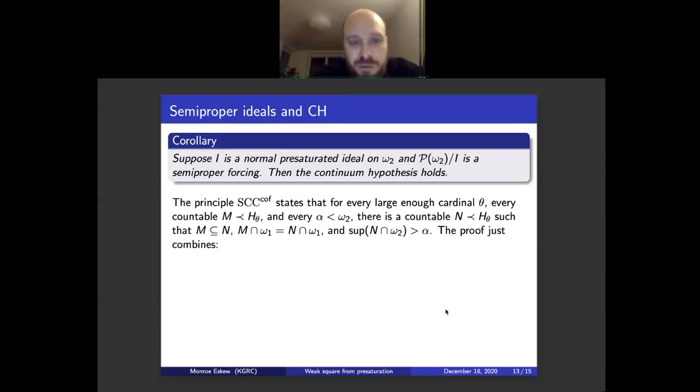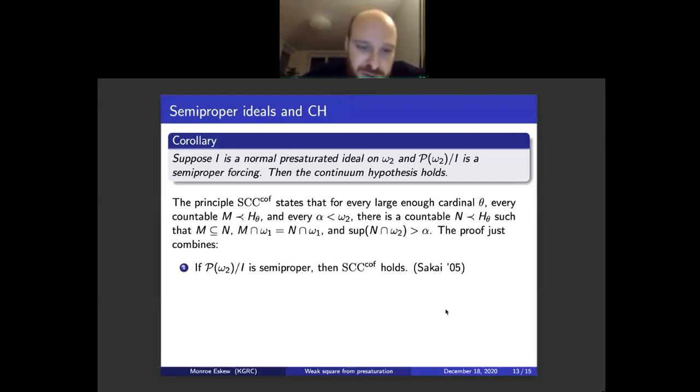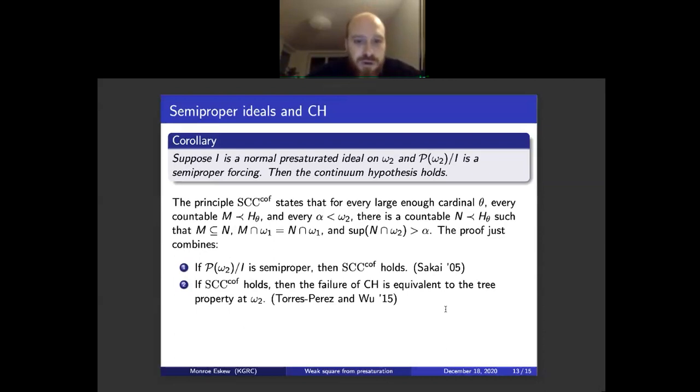Okay, now the proof of the corollary is, so Hiroshi Sakai proved that if P omega 2 mod I is a semi-proper forcing, then this principle holds, strong Chang's conjecture cofinal. Torres, Perez, and Wu proved that this principle, SCC cof, implies that either you have CH or the tree property holds at omega 2. So failure of CH is equivalent to the tree property at omega 2. Todorcevic proved that this principle, SCC cof, implies the continuum is at most omega 2.